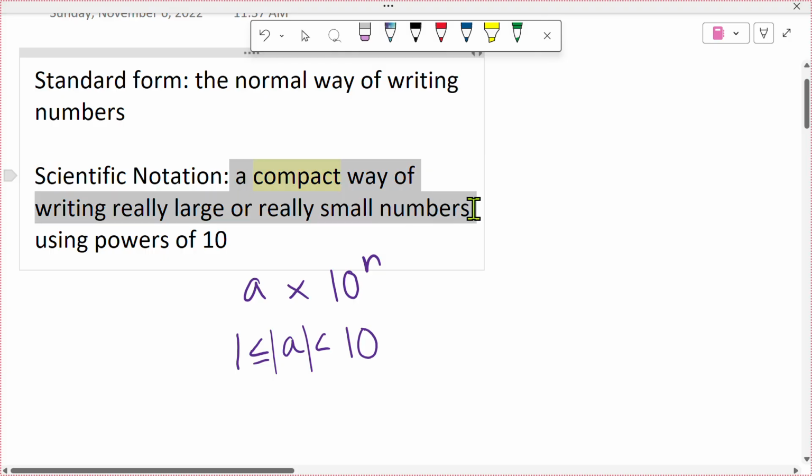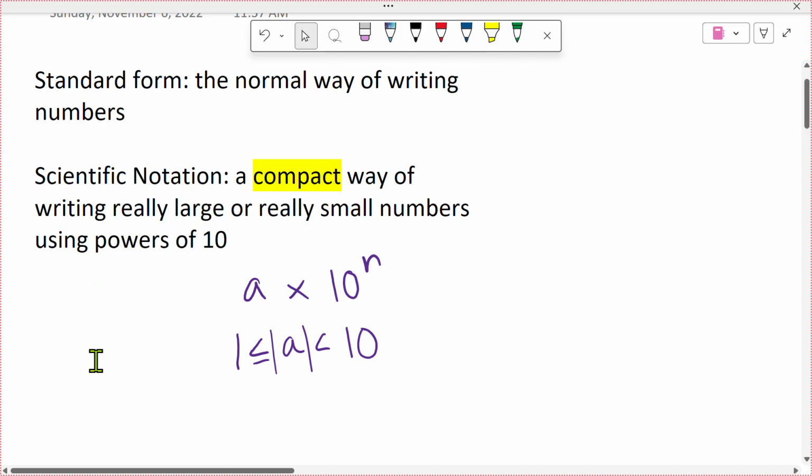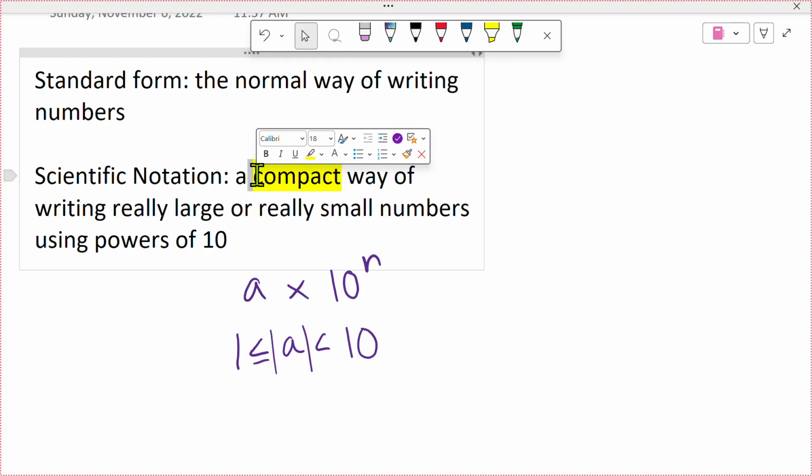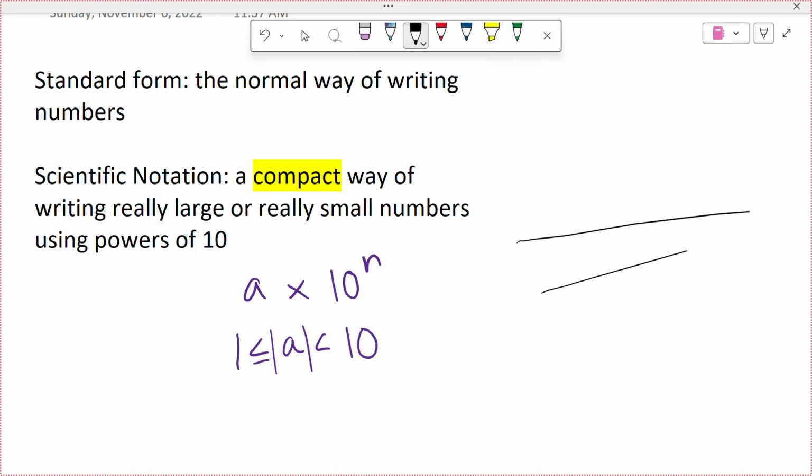Specifically, it's a compact way of writing really large or really small numbers using exponents or powers of 10, okay? Scientific notation is something we made up. The whole point of scientific notation is that it literally takes up less room on the paper. Because if you're multiplying really, really big numbers, like say for instance the distance from the Earth to the Sun, and then you're multiplying by some sort of number in light years or something, really, really big numbers take up a lot of room on the paper. So this is simply a compact way of writing those numbers.